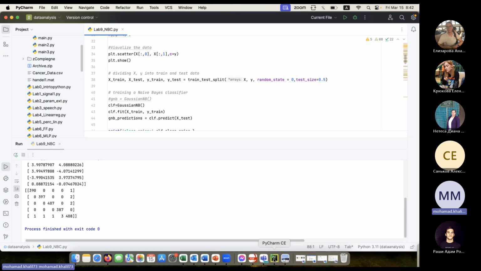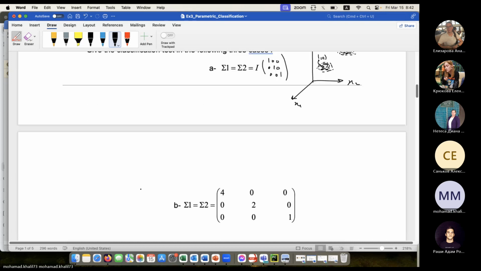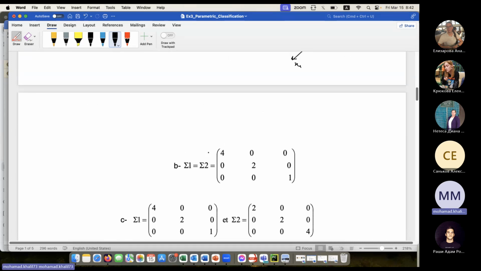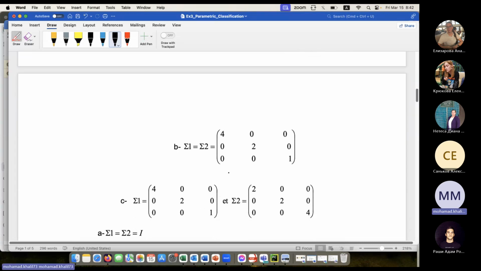So here sigma equals I, the identity, which means 1, 0, 0, 0, 1, 0, 0, 0, 1. Okay, and we have to take this second case, and we have to take this third case. If you want to plot, do you have any question? No? Okay.